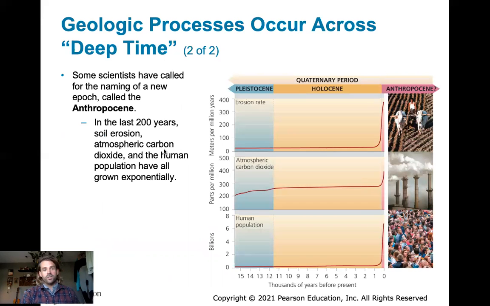In the last 200 years, soil erosion, atmospheric carbon dioxide, and human population have all grown exponentially. You can see the erosion rate went up dramatically as soon as essentially humans arrived on the planet. Carbon dioxide, boom, shot way up. Our human population shot way up. On the x-axis here, by the way, you have time. So this is present day, and this is 15,000 years ago. So this is all leaving marks on the planet.